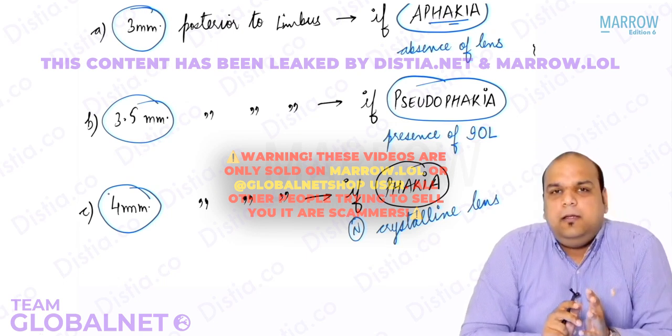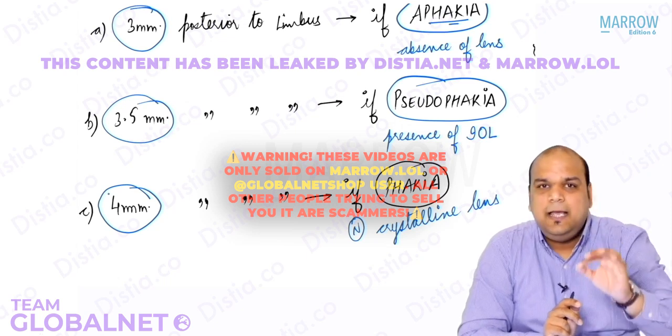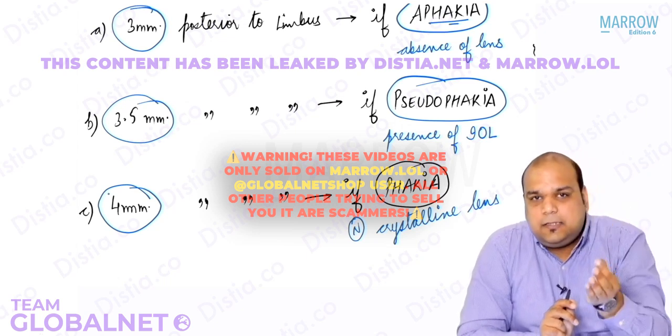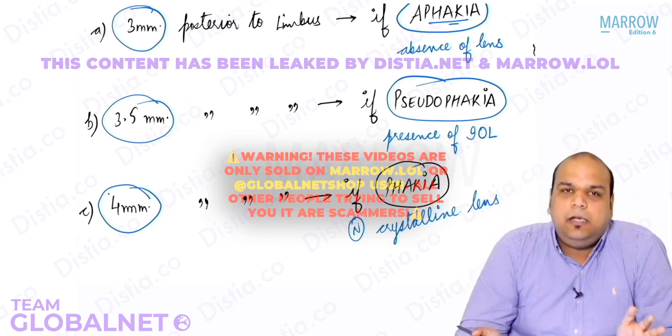So please remember, first of all, the site of intravitreal injection as a whole, and then if you are given the status of the lens, the distance will change. So the answer is 3 to 4 mm, 3.5 or 4 mm. I hope we are absolutely clear about it.